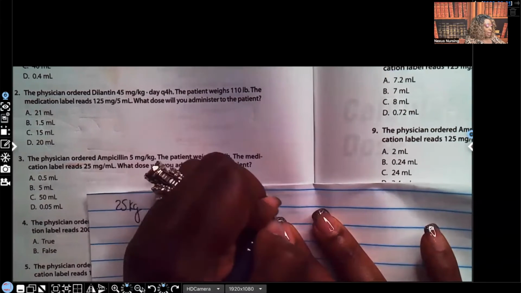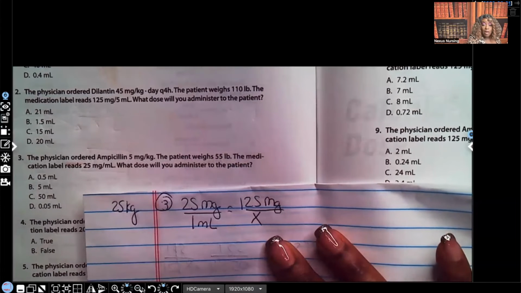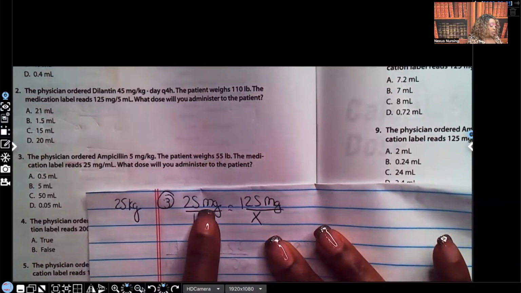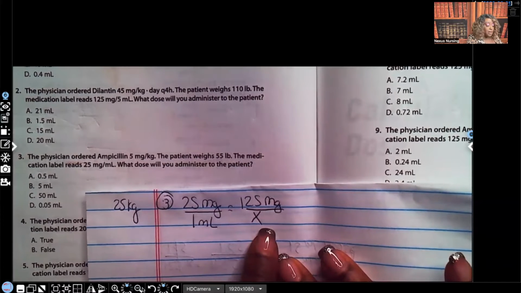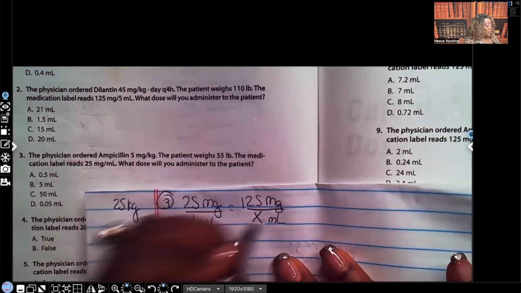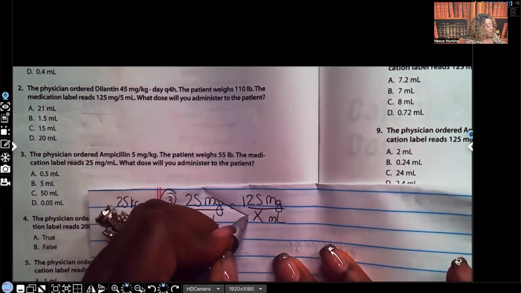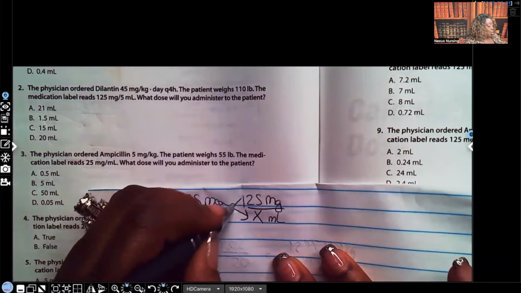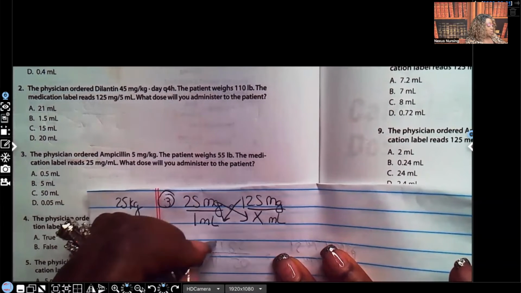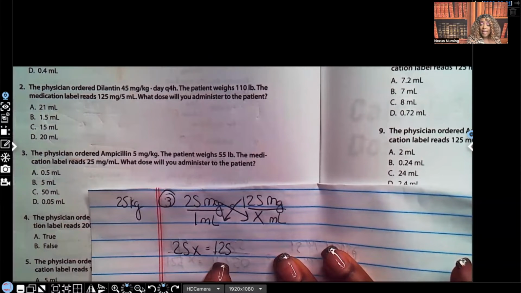125 milligrams over what? X. X is what you're solving for. Milligram, milligram. Milliliters, X is going to be what? Milliliters. Whatever you're solving for is going to be mL. We set up our problem. Now we cross multiply. 25 times X equals 25X. 125 times 1 equals 125. Now I have 25X equals 125.